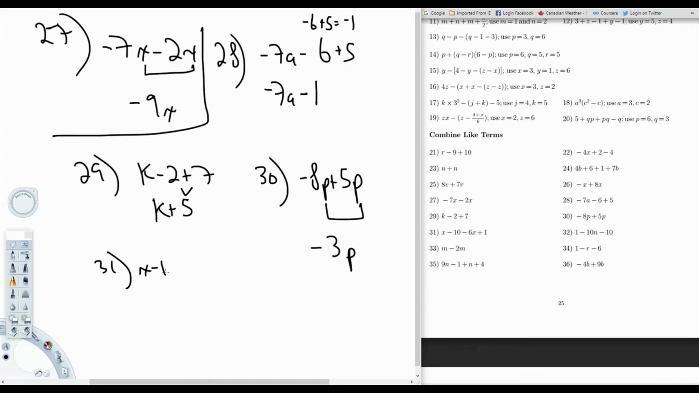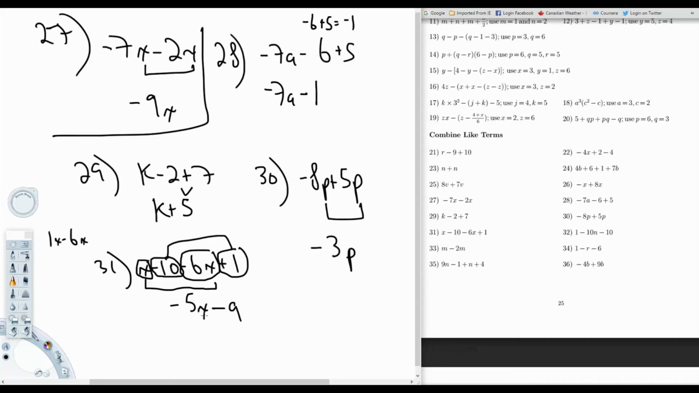31. X minus 10 minus 6x plus 1. So let's combine the x's. These are the x's, and let's just combine the numbers. So I have minus 10 plus 1 equals minus 9. And I have x minus 6x, or you could easily say 1x minus 6x, and that is minus 5x, right? And that's the answer for number 31.